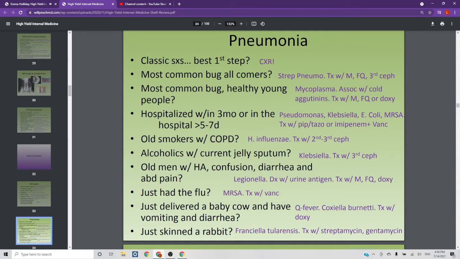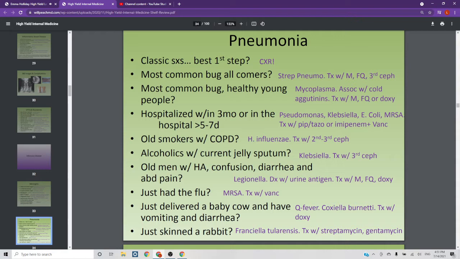Old smokers with COPD are more prone to a certain kind of pneumonia. H flu. Old smokers with COPD more likely to get H flu. The alcoholics who have the currant jelly sputum, there's Klebsiella. And the old dudes who hang out in the hot tubs, that's Legionella. Joe Dannebaum always talks about that. He's like the old man in the hot tub. He has Legionella. I don't know why.